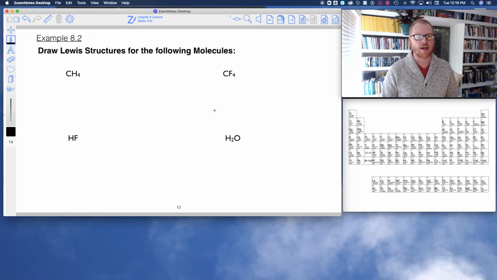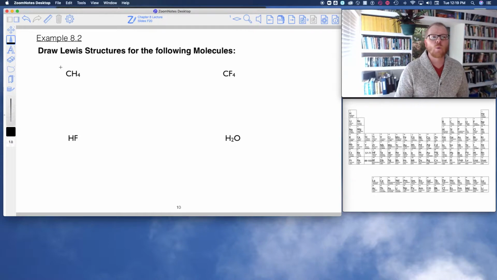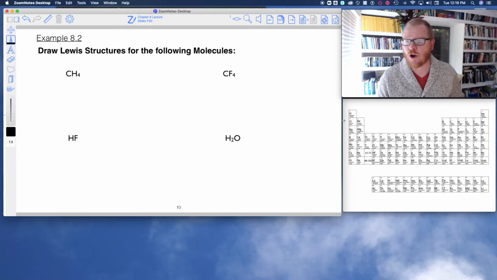with some music going on, and you could pause it and work on it on your own, or work along with me. So with methane, we recognize that carbon has 4 valence electrons, and each hydrogen has 1, times 4, right? So I get 8 total electrons, 4 plus 4 to give me 8.